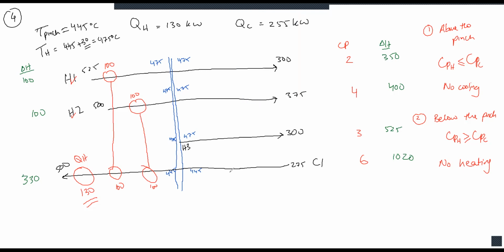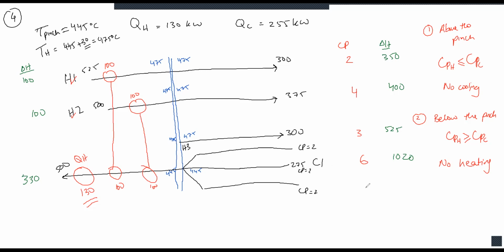So instead of having one stream with a CP of 6, I'm going to split it into 3 streams, each with a CP of 2, right? So this has a CP of 2, this has a CP of 2, and this has a CP of 2. I split it into 3 streams with a CP of 2. I'm not doing any violation. I'm just dividing the mass flow rate, splitting it into 3.